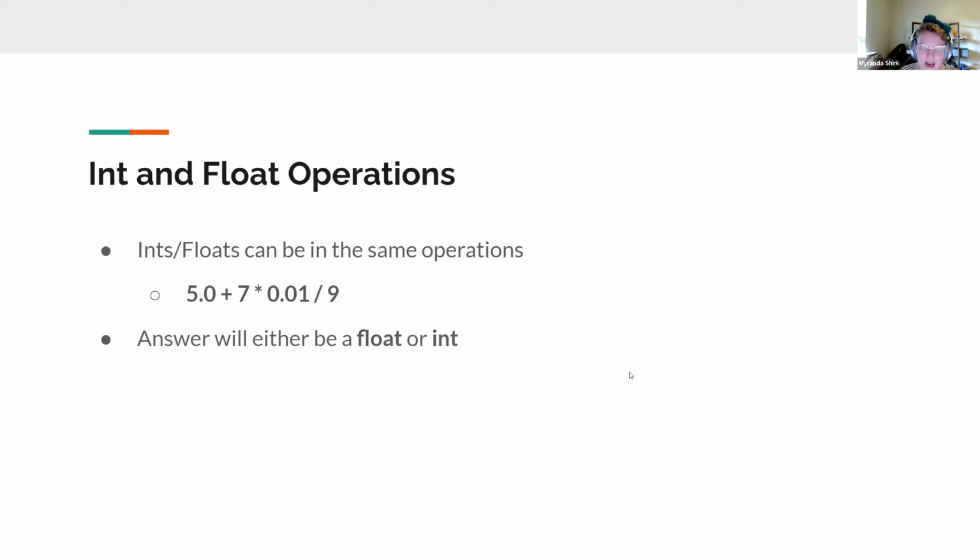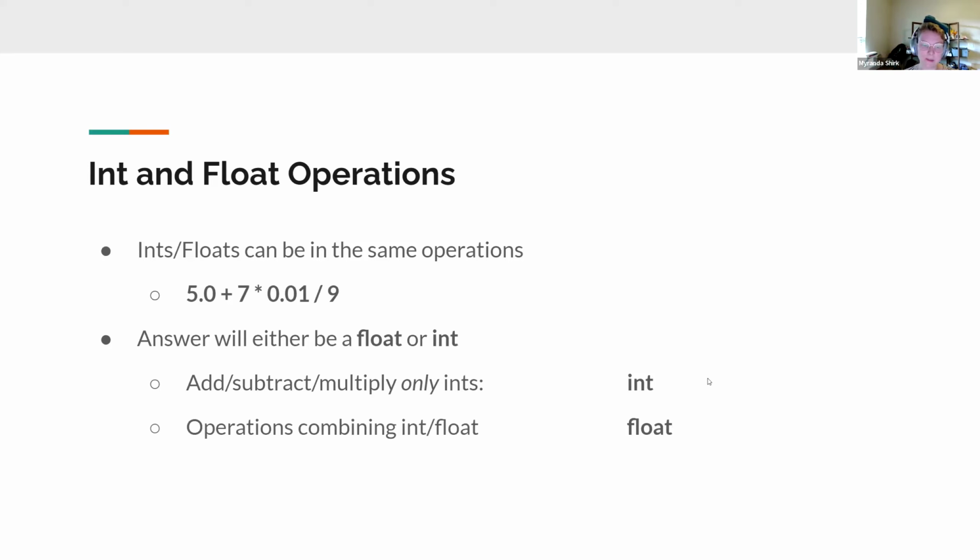The answer, however, will either be a float or an integer. So 5.0 plus 7, that answer that I print is either going to be a float or an integer. If you're only dealing with integers, so you add, subtract, multiply only integers, then the result will also be an integer. If you have some operation combining an integer and a float, however, that result will be a float. This matters down the line when you want to later manipulate those numbers or put them through a function that requires something to be either an int or a float. But we'll get some practice with this.